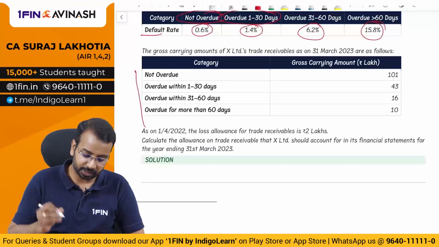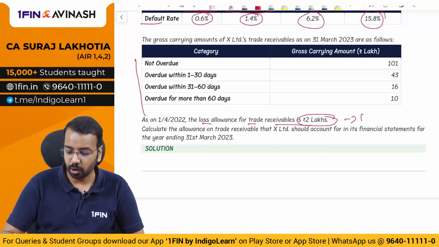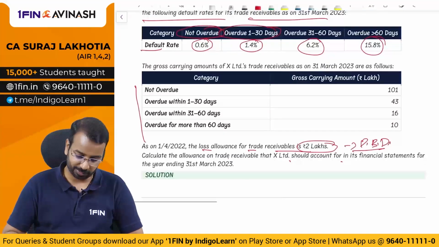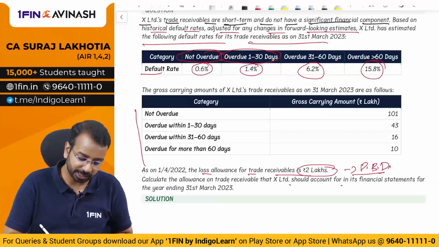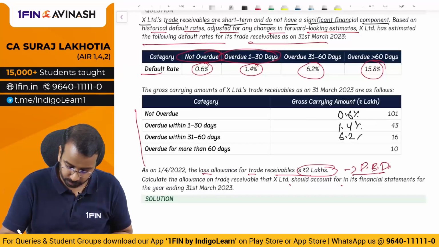The gross carrying amount for each category is given below. The loss allowance for trade receivable is 2 lakhs. This is the provision for bad debt already existing, 2 lakhs. Calculate the allowance to be recognized in the financial statement. So for 101, what is the expected default rate? 0.6%. This is 1.4%. This is 6.2%.